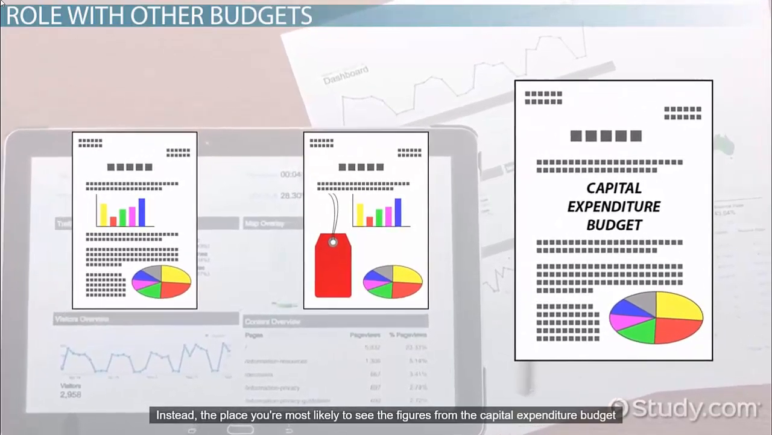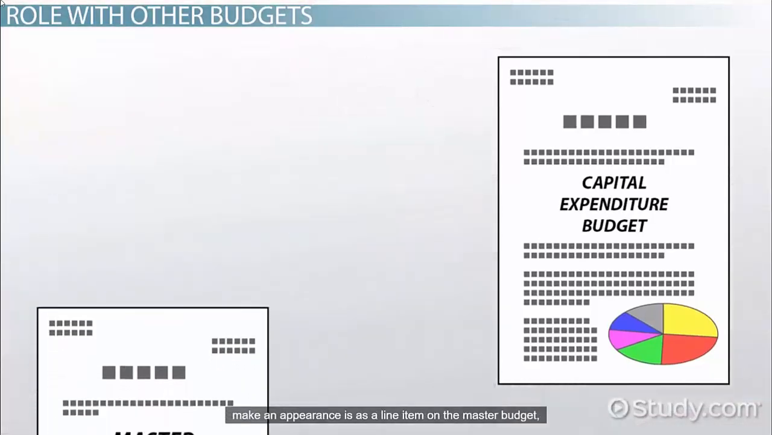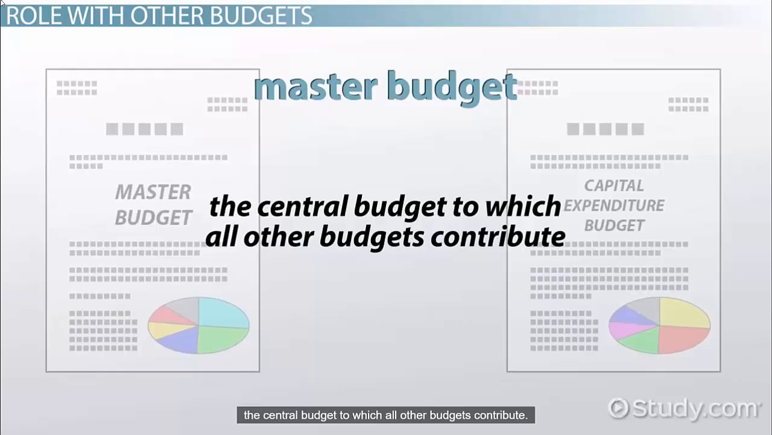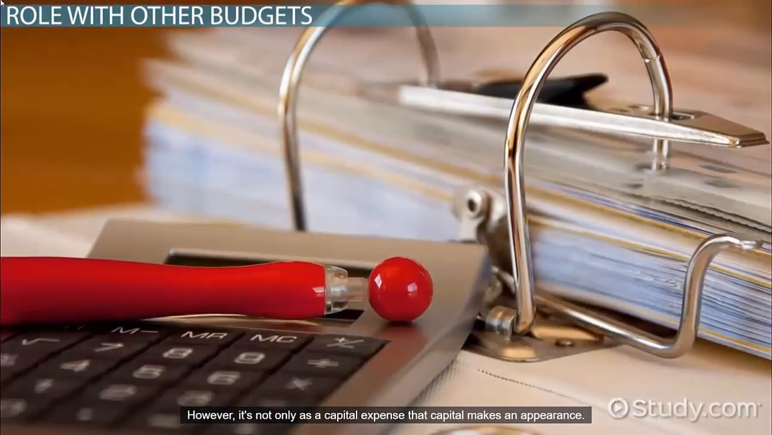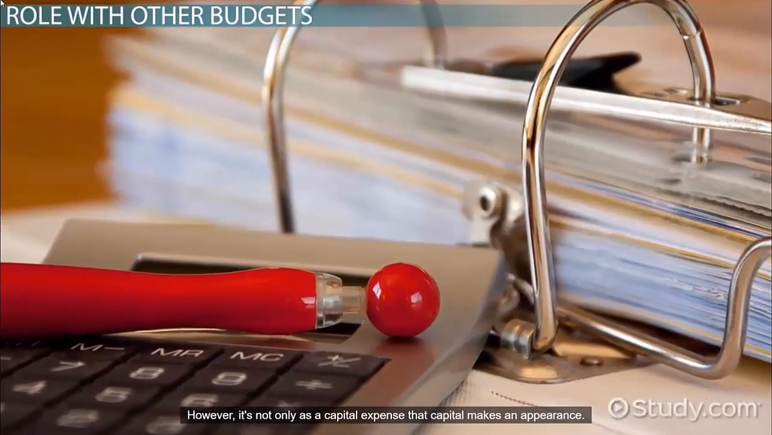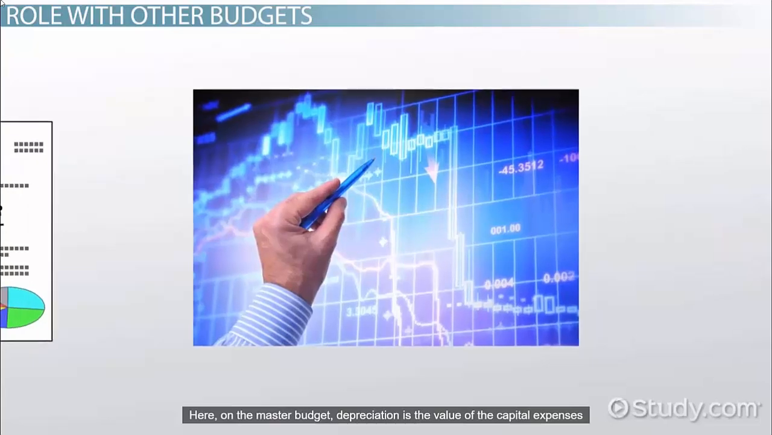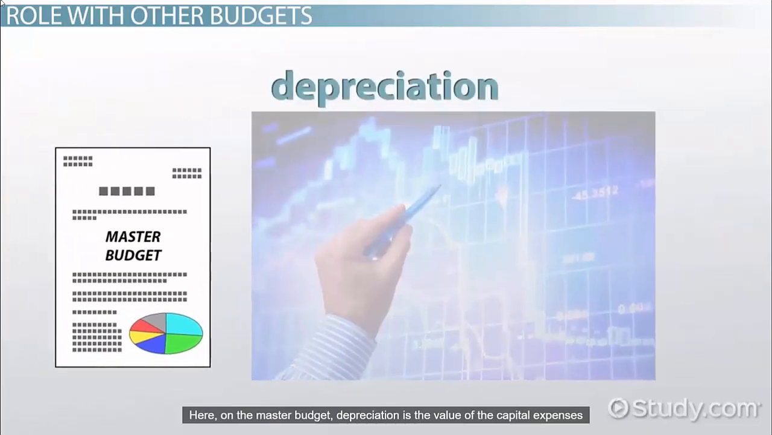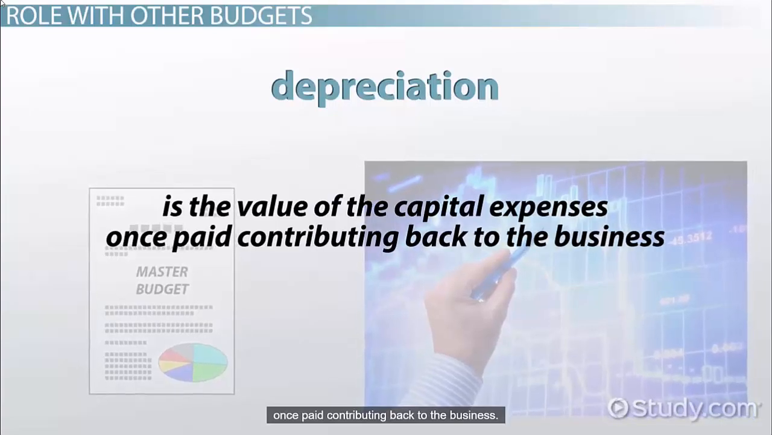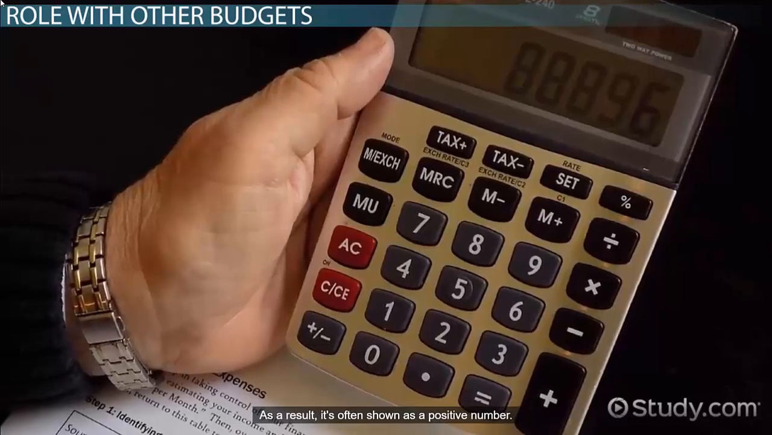Instead, the place you're most likely to see the figures from the capital expenditure budget make an appearance is as a line item on the master budget, the central budget to which all other budgets contribute. However, it's not only as a capital expense that capital makes an appearance. It's also interesting to note that it appears as depreciation. Here on the master budget, depreciation is the value of the capital expenses once paid contributing back to the business. As a result, it's often shown as a positive number.